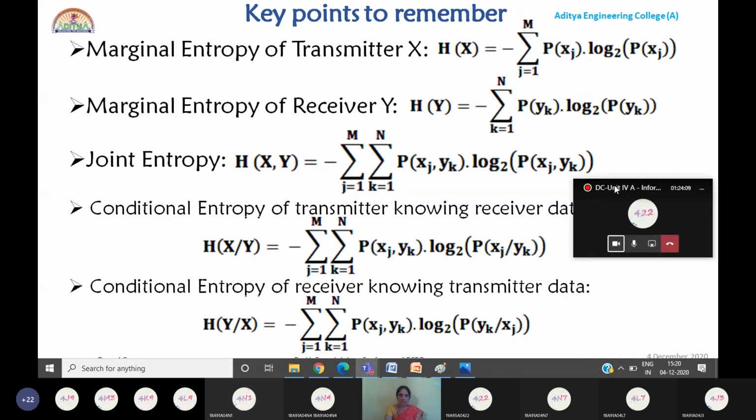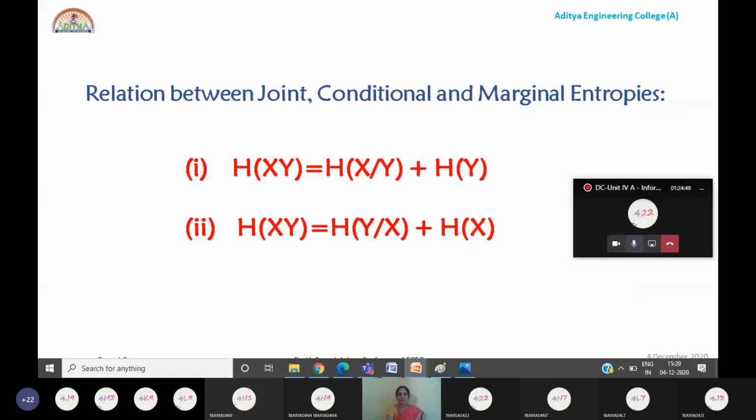For conditional entropy of receiver knowing transmitter data, H of y divided by x is equal to minus summation j is equal to 1 to m, summation k is equal to 1 to n, p of x j comma y k into log p of y k by x j, base 2. Okay, very good. Now can you tell me the relations between the 5 kinds of entropies of a communication system?